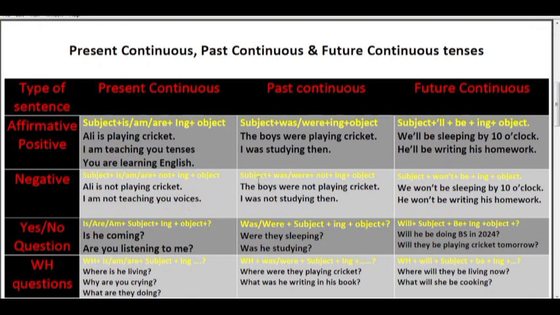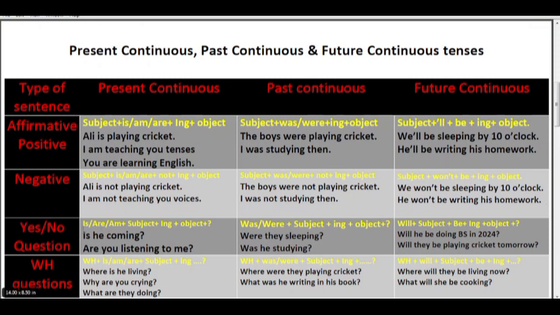Similarly, in past continuous, we have subject, then was or were, and then not, then the ing form, and then the object. For example, the boys were not playing cricket. I was not studying then. For future continuous, we have subject, then won't or will not, be, ing form, and object. For example, he won't be sleeping by 10 o'clock, or he will not be writing his homework.